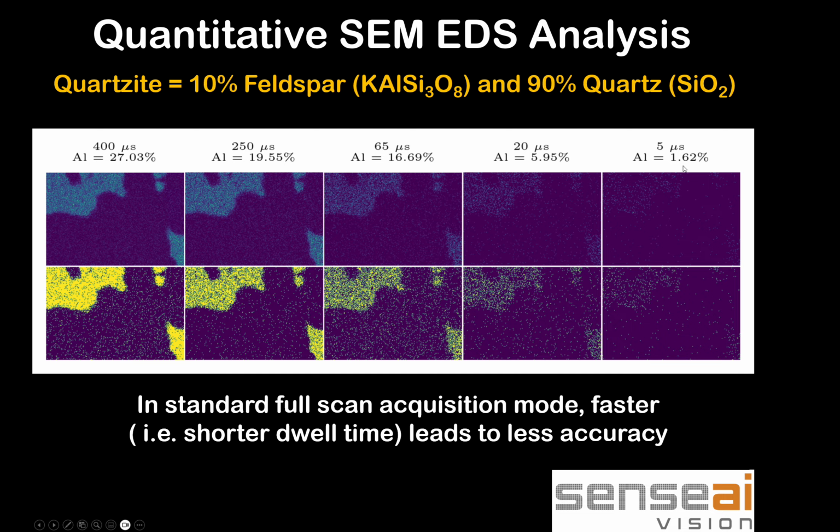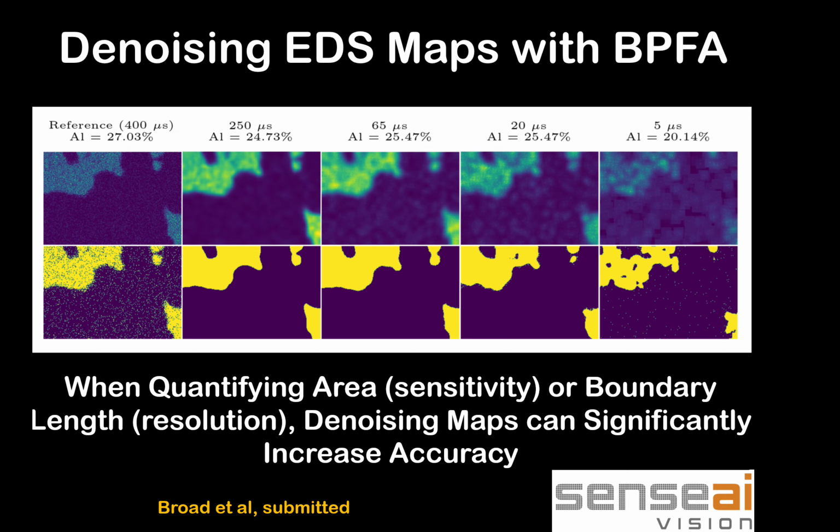Now, as we go down to faster and faster acquisition times, as expected, the compositional map gets less clear, the amount of aluminium we find is much less, and identifying the phases and mapping out the boundaries becomes a lot harder to do. Nothing surprising with that. We know that's the case. We lose accuracy when we go to shorter and shorter acquisition times.